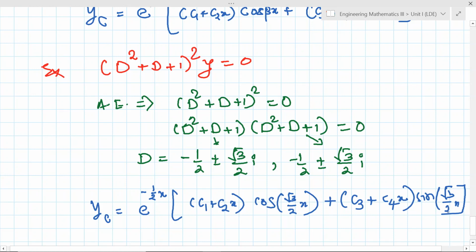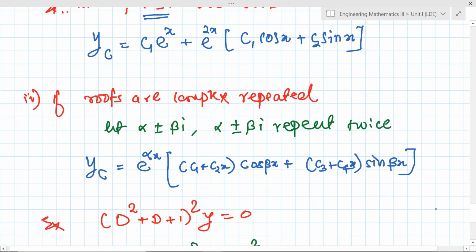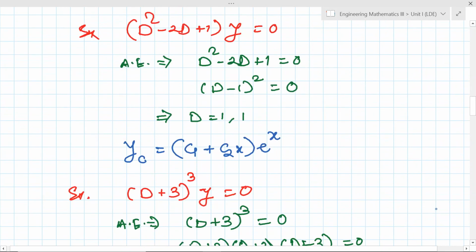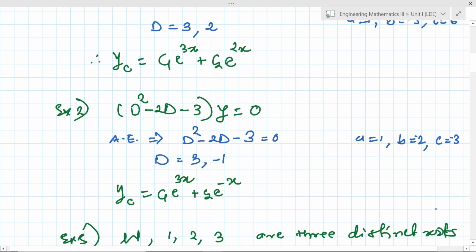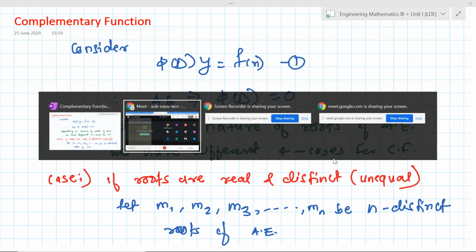Most of the time this may not happen in general examples, but this type of question may be there in your online exam. They give us the equation and just ask to find the complementary function. So all the 4 cases we have discussed for finding the complementary function. Hope you have got this. This is a very important topic actually.